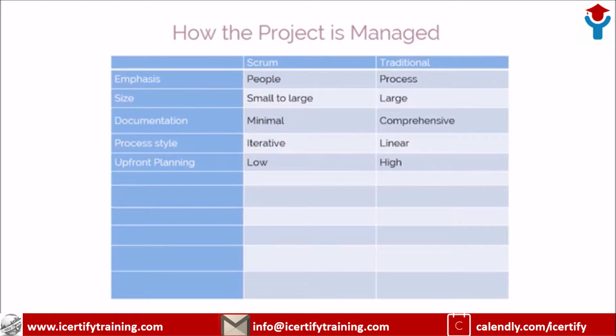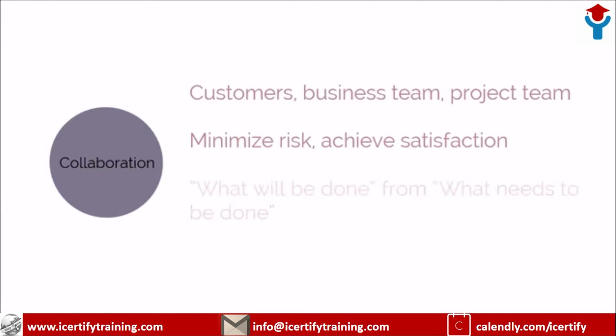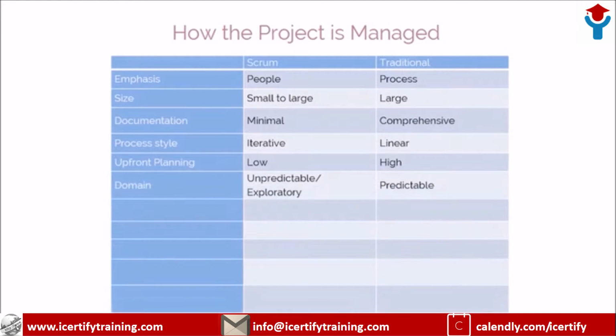In addition to iterative planning and delivery, Scrum supports the collaboration of all parties involved: the customer, business team, and project team, to minimize risk and achieve satisfaction. In Scrum, delivering the greatest value in the shortest amount of time means prioritizing work based on customer needs and dividing what will be done from what needs to be done. Scrum is often contrasted with other linear fashion project methods due to its low upfront planning and scheduling of activities, which move immediately into execution.